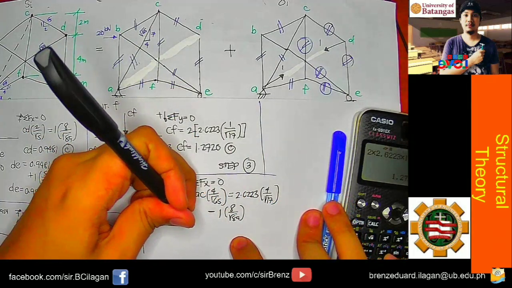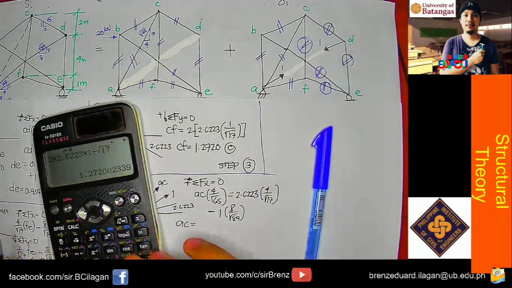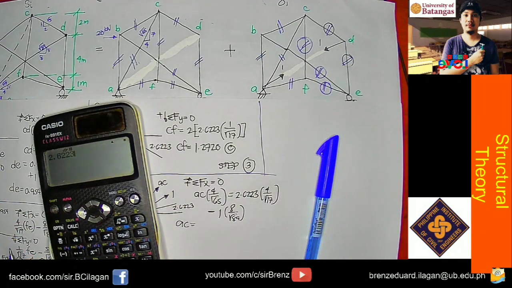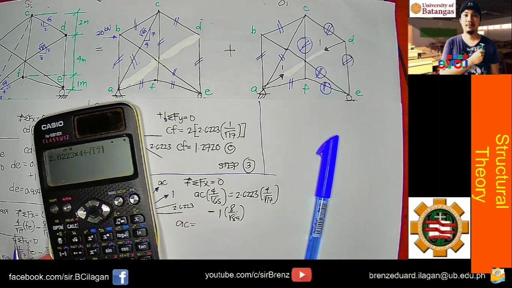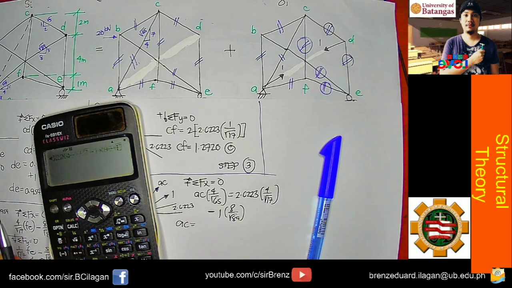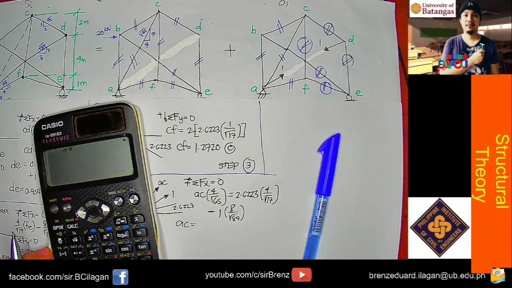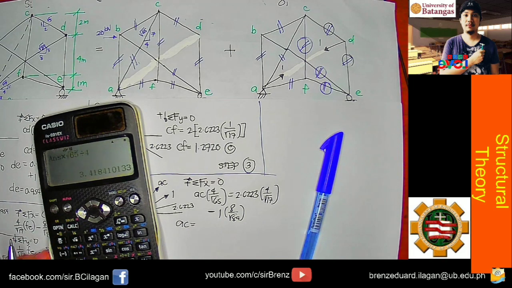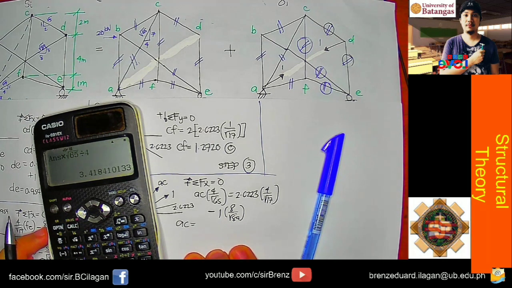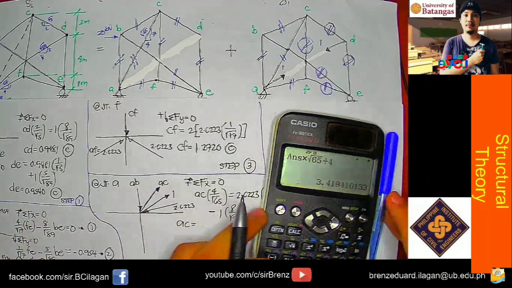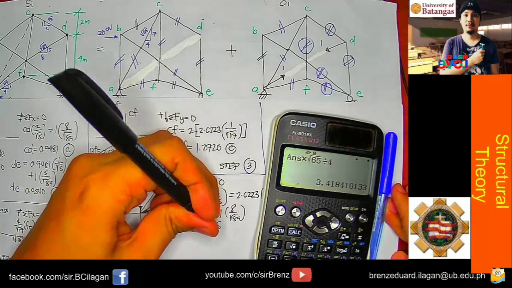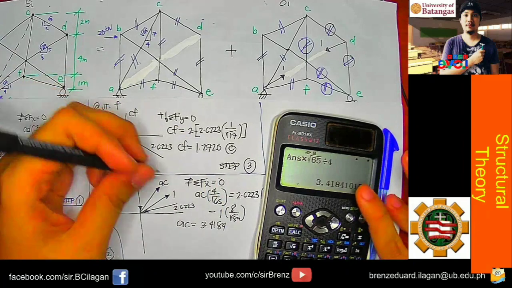So what will be the value of your AC? Let's just press it in the calculator. 2.6223 times 4 divided by square root of 17 minus 1 times 8 divided by square root of 89. That gives 2 times square root of 65 divided by 4, or 3.4184. So that is in tension.